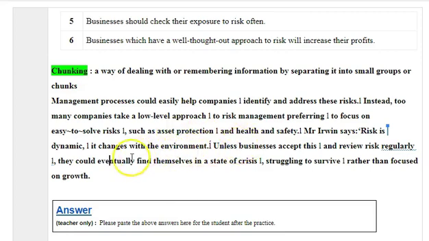Mr. Irwin says risk is dynamic. It changes with the environment. Unless businesses accept this and review risk regularly, they could eventually find themselves in a state of crisis, struggling to survive rather than focus on growth. Okay, very good. Thank you so much, Irene.